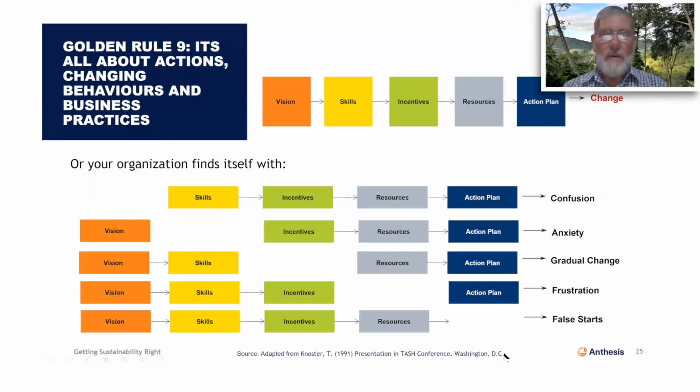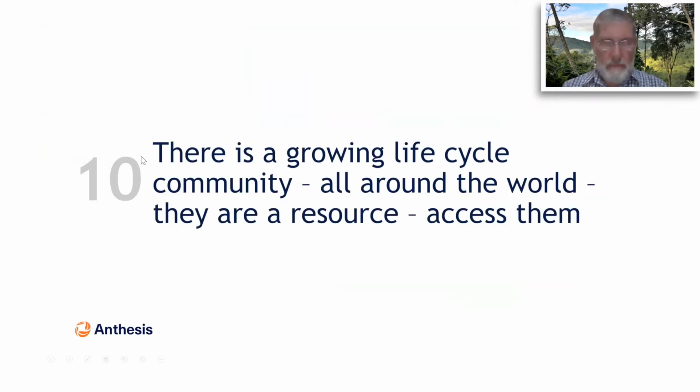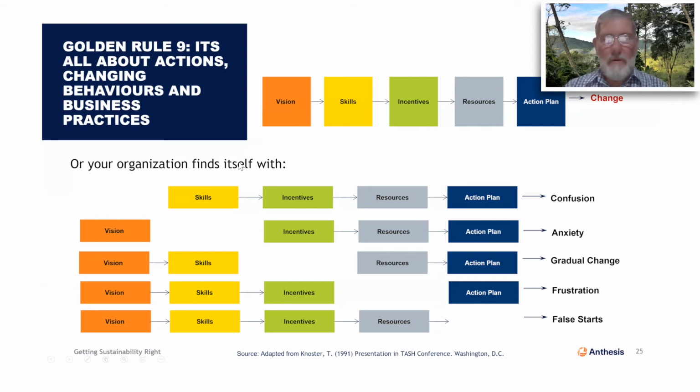This one is Golden Rule 9. It's all about actions, changing behavior, and business practice. As we talked about earlier, you have to have it embedded into the company. To get change, you need vision, skills, incentives, resources, and an action plan. If you don't have vision, you get confusion. If you don't have skills, you get anxiety. If you don't have incentives, you get gradual change. If you don't have resources, you get frustrations, and if you don't have an action plan, you get false starts. So when you think about that arrow from LCA results through applications to business value, a lot of that is a change management process, and understanding change management is really key to a successful application of your LCA results.